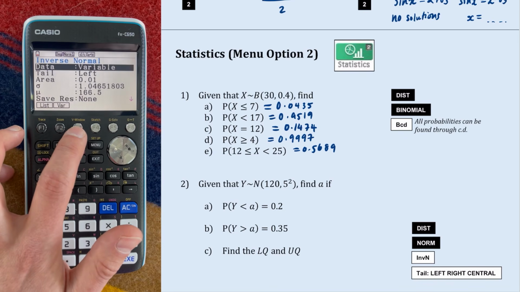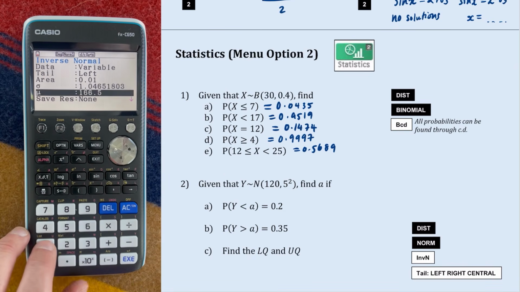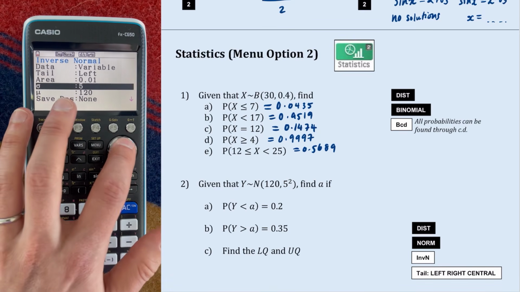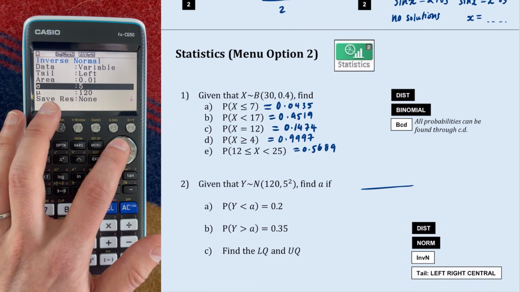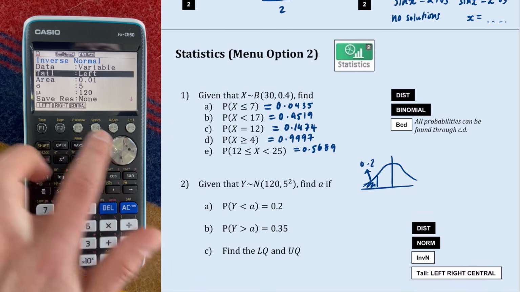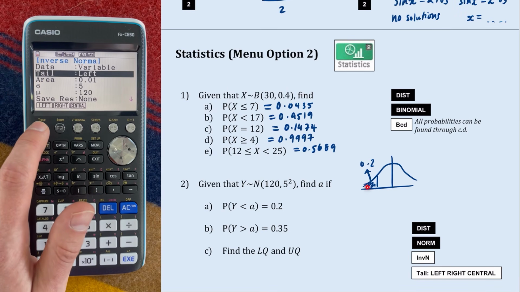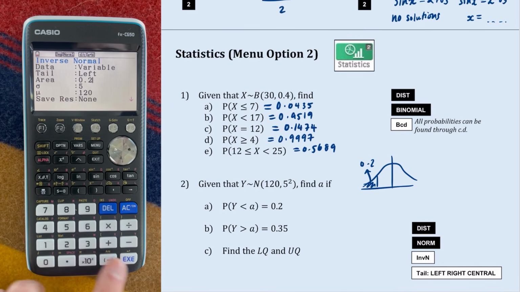So it says, given that y is normally distributed with a mean of 120 and a standard deviation of 5, so we're going to do a mean of 120, a standard deviation of 5. We want to find out this value of a such that the probability of it being less than that is 0.2. So just looking at a quick sketch, we want it to be less than a particular value, as 0.2. So the nice feature on this one is you can switch the tail between left, right, or central. Now looking at this diagram, this tail is over on the left, so I'm going to leave it as left, and I want the area to be 0.2.